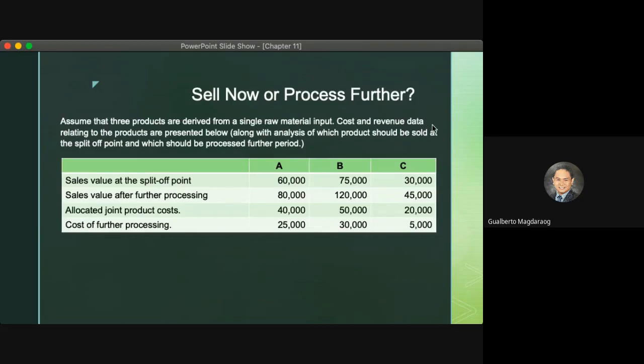Next is sell now or process further. There are products that go through one process, and at a certain point it will split up, because some have a different design or a different specification, so they have to split up. At the split-off point, there are already the estimated selling price and the cost incurred up to that point. Then some can be processed further, and some can already be sold.